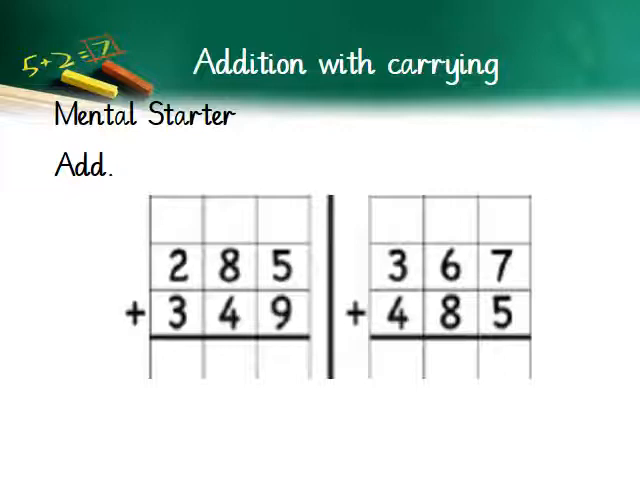What's the answer for the first question? 285 plus 349. Yes, the answer is 634. The second sum is 367 plus 485. Yes, regrouping will be done here as well, at the units place as well as at the tens place. And the answer will be 852. If your answers have matched, it's a good job.